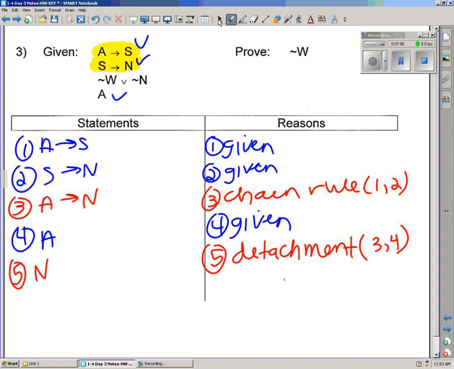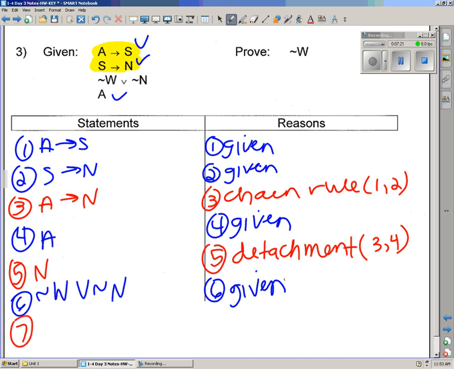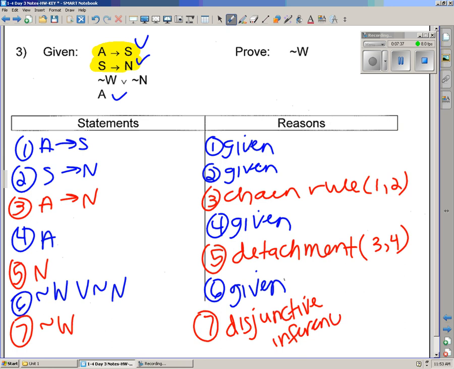I'm going to go back to my givens, and I'm going to see that all that's left is negate W or negate N, and that is given. And then what I can do is I can use disjunctive inference, and I can say, well, if negate N and N are opposites, then I want negate W to be my true statement. So this would be now disjunctive inference. And that's from 5 and 6. So there's proof 3.